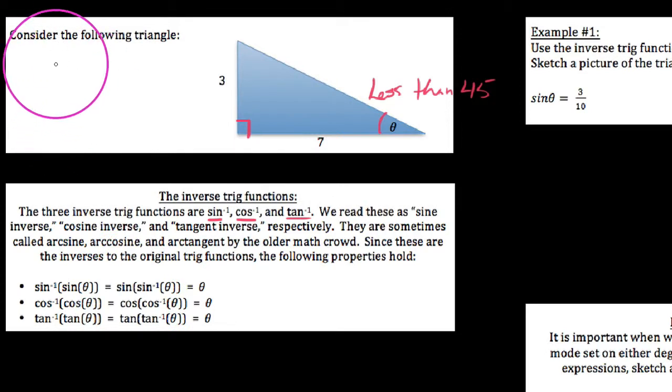So in our original setup up here, we had an original equation: tangent of some unknown angle, which we're trying to discover, is equal to 3 over 7. Our job was to discover what theta is.